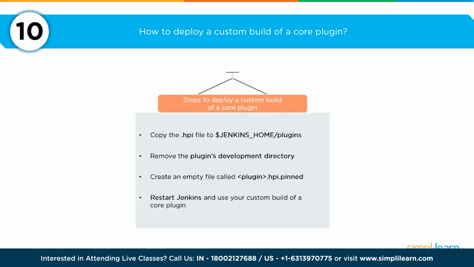You're going to be asked how to deploy a custom build of a core plugin within Jenkins. And essentially, the steps that you want to go through are, first of all, copying the .hpi plugin file into the Jenkins home plugins subdirectory. You want to remove the plugin's development directory if there is one. You want to create an empty file called plugin.hpi.pinned. And once you've completed these 3 steps, restart Jenkins and your custom build plugin should be available.